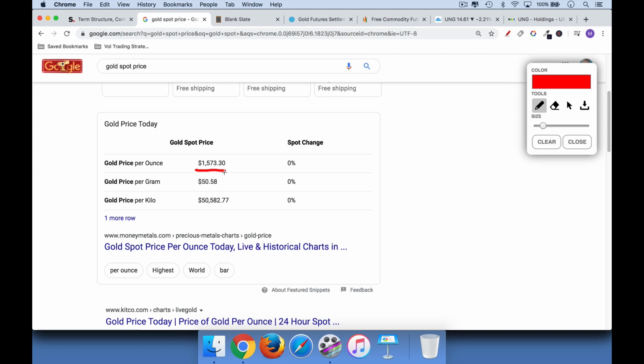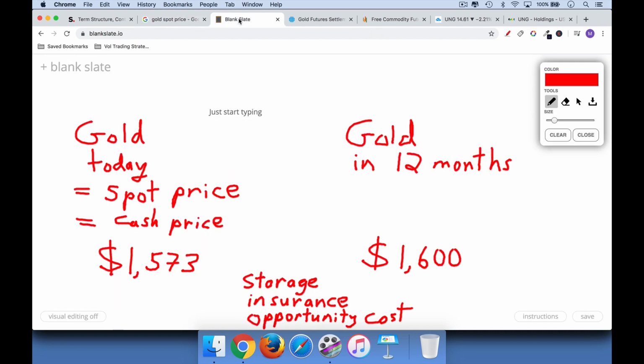Now, there are different ways of buying gold. I could buy gold for delivery today, which would be the spot or cash price, where I basically go to the counter, give them some cash, and they give me a few gold coins or a gold bar. Or I could buy gold to be delivered at a later time. So let's think about the pros and cons of this. Today, the gold spot price or cash price is $1,573. So that's if we want to pay cash.